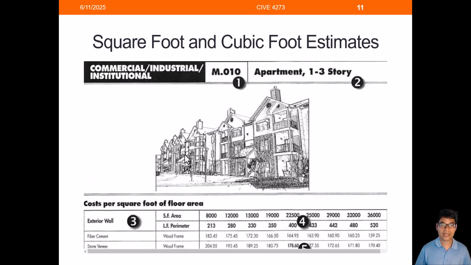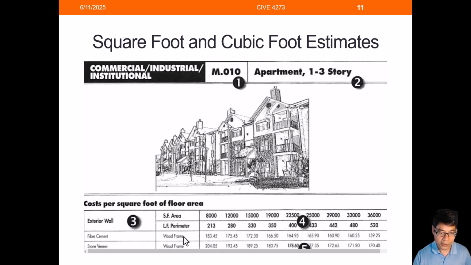This is one example of a square foot and cubic foot estimate, and I also got this example from RSMeans. This is the cost estimate for an apartment of 1 to 3 stories, and you can see it also has the unit cost for different square foot areas, and for different exterior wall types, you can come up with the cost estimate by referencing the unit cost corresponding to the type of apartment you are looking for.